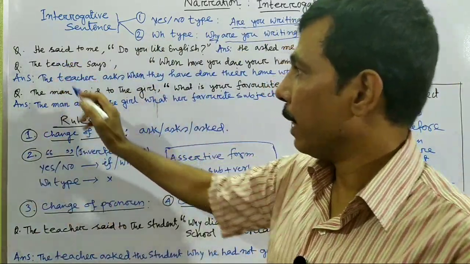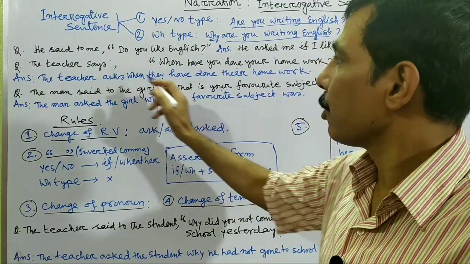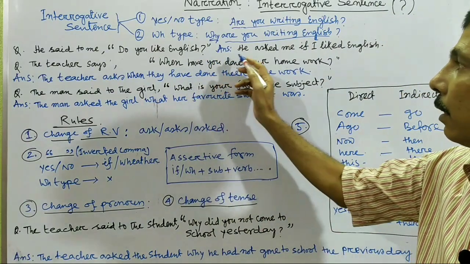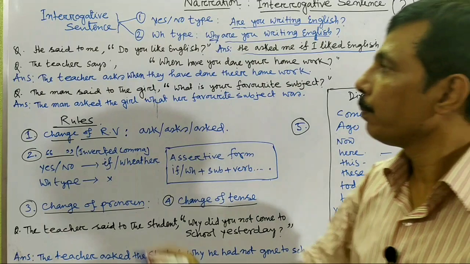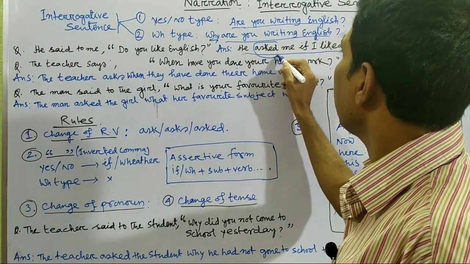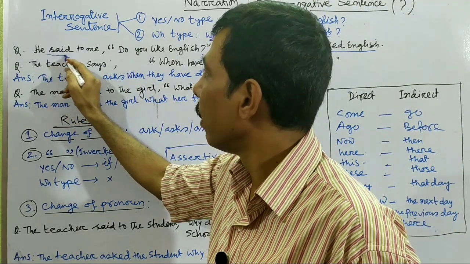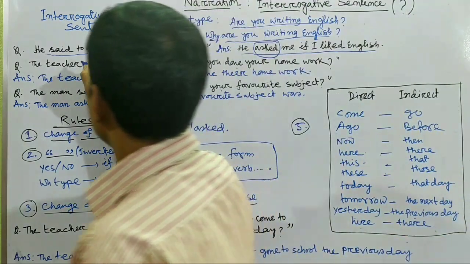Now look at the first example. He said to me, do you like English? The answer, obviously: he asked me if I liked English. So you can see the changes here. The verb comes as asked. This portion is called the reporting verb, and within the inverted comma, this portion is the reported speech.